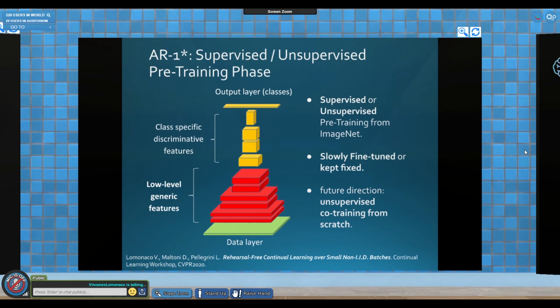But then, I mean, we would like to move in future directions for this approach towards more unsupervised pre-training strategies from scratch, for training with respect to the upper part of the network.